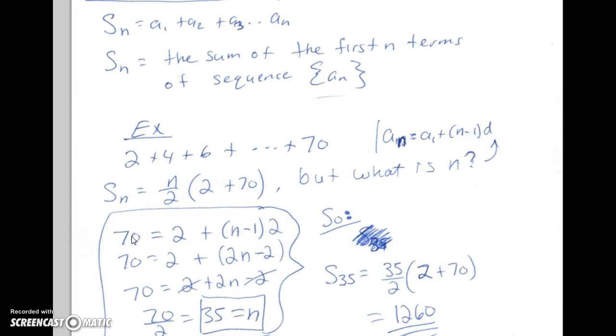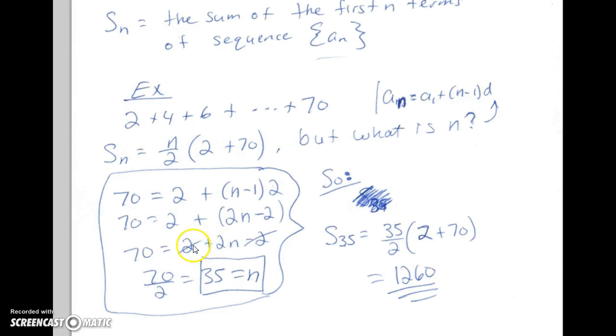So I know it's 70 equals 2 plus n minus 1 times 2. And notice 2 times n is 2n, and 2 times negative 1 is negative 2. And down here, I take off the parentheses, so I have 2 plus 2n minus 2. Notice 2 and negative 2 is 0. Okay? So basically 70 equals 2n, and we divide both sides by 2, and n equals 35.